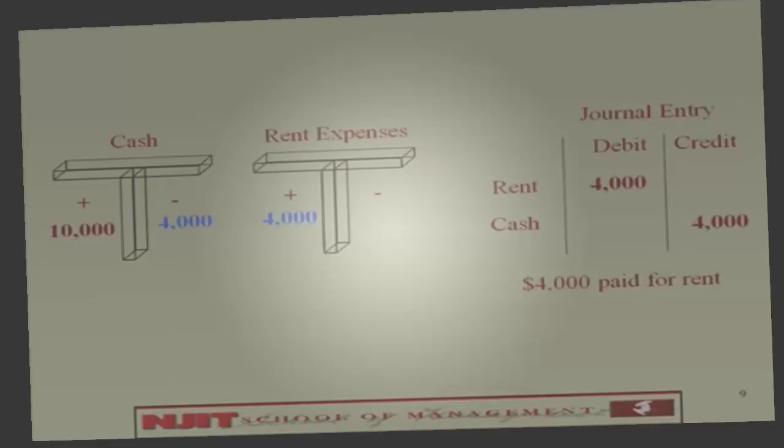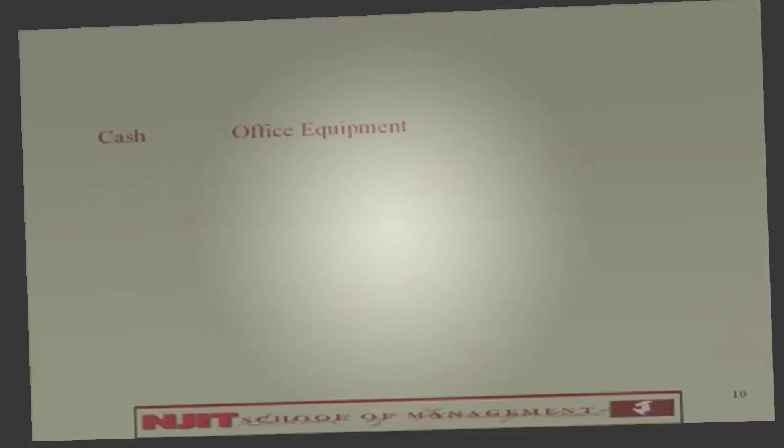The company purchased office equipment for $2,500 cash. So what two accounts are impacted? It's cash and office equipment. Cash is decreased $2,500 and you got equipment. So office equipment is plus $2,500. Cash, office equipment, the two accounts which are impacted. Do the T accounts.